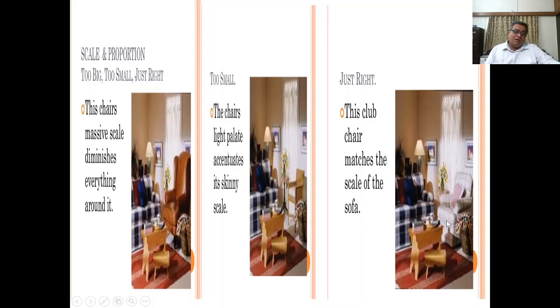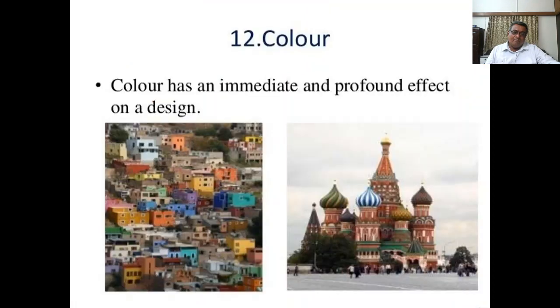Now here in the third case, we have kept a small sofa near this sofa. So this club chair matches the scale of the sofa. In the third picture, the club chair, or the sofa chair, matches with the sofa. So we can say that the third diagram is in scale and proportion with the sofa.